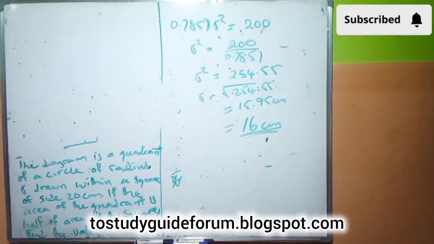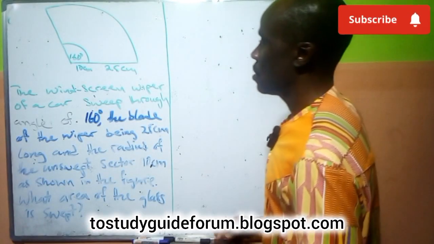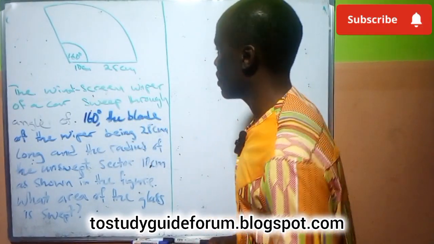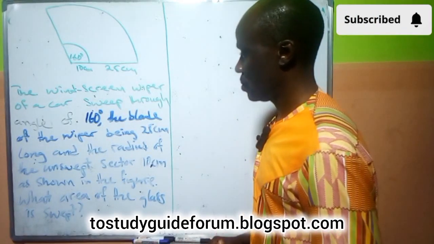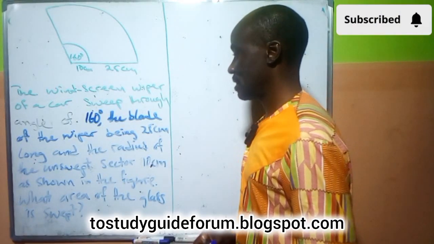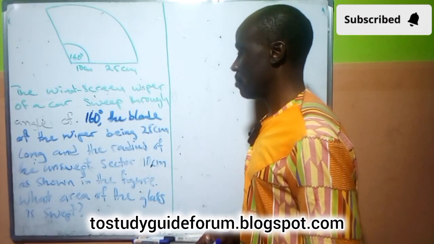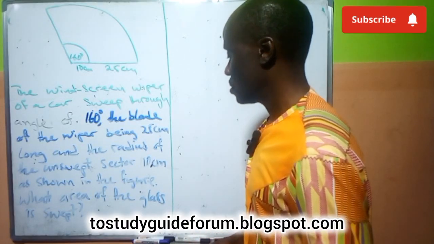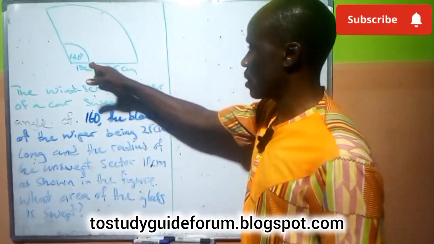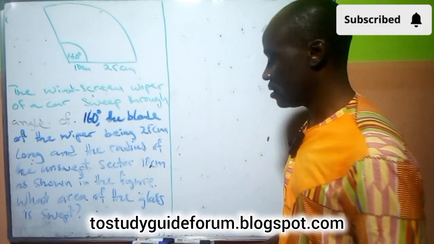So let's go down to what we have. The next one we have. So this is the next question. Here we say that a windscreen wiper of a car sweeps through an angle of 160 degrees. The blade of the wiper being 25 cm long and the radius of the swept sector 10 cm as shown, just like what we are seeing here, 10 cm as shown in the figure. What area of the glass is swept?